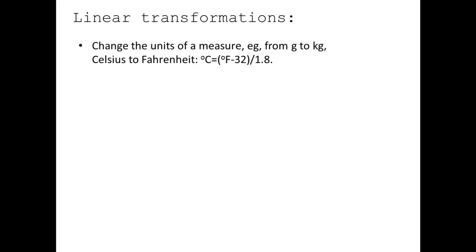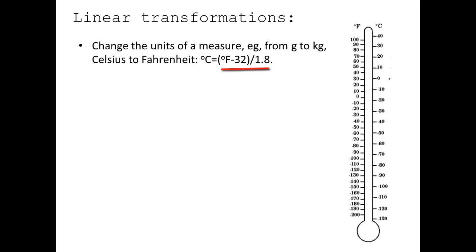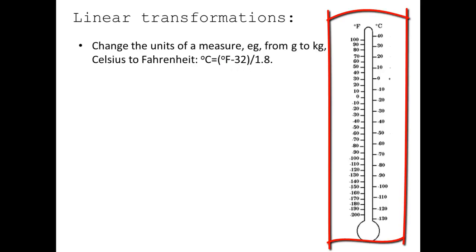So linear transformations are often used to change the units of a measurement. A simple example is changing grams to kilograms. We simply multiply by 100. A slightly more complicated example is changing Fahrenheit to Celsius. In this case, we subtract a constant and divide by 1.8. And you can see what this transformation does by looking at the common temperature scale.